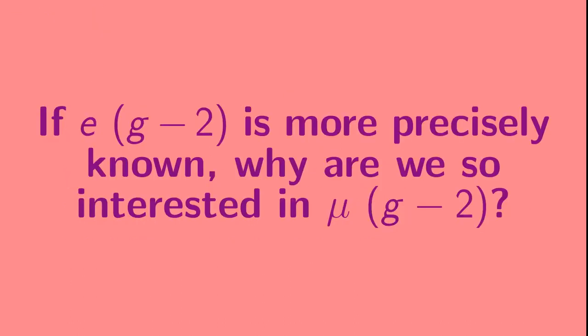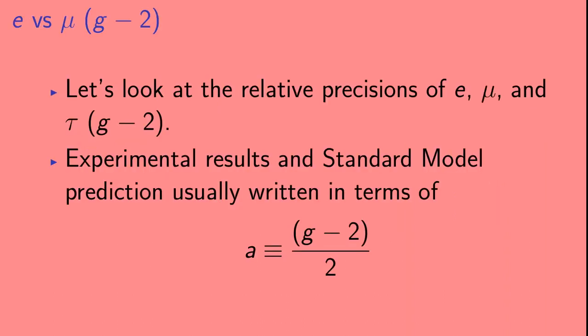Now let's move on to electron g-2. So our next question is, if electron g-2 is more precisely known, why are we so interested in muon g-2? Okay, so let's start by looking at the relative precisions of electron, muon, and tau g-2. The experimental results and the standard model prediction are usually written in terms of A, which I'll remind you is just equal to g-2 divided by 2.